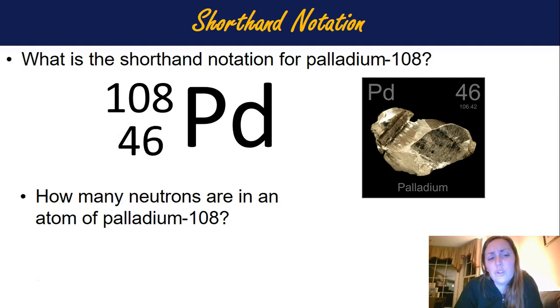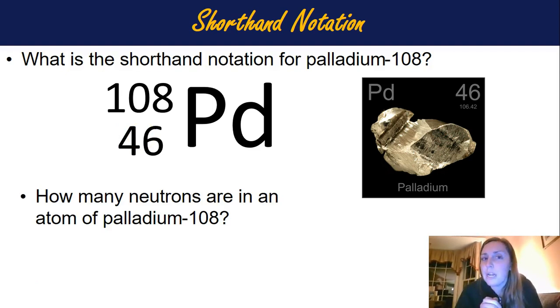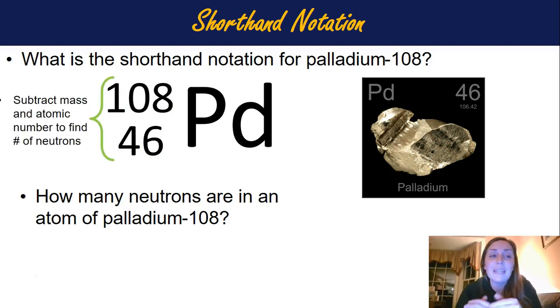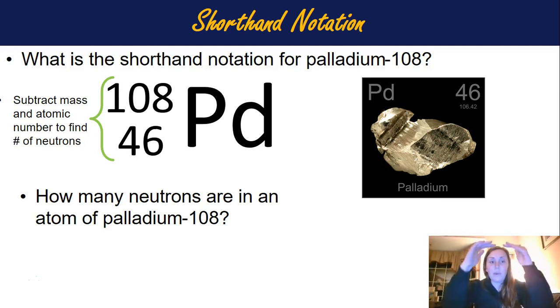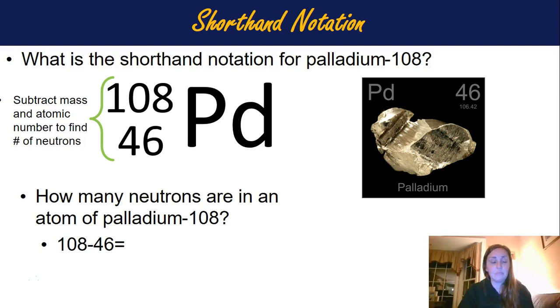What about how many neutrons are in an atom of palladium-108? If you remember just a minute ago, I said it's really weird to see this with the bigger number on top and the smaller number on the bottom. Here's why. If you're trying to figure out how many neutrons, you're going to subtract the atomic number from the mass number. You're literally doing 108 minus 46. Once you have that, you just type it into your calculator to figure out the number of neutrons. So 108 minus 46 is 62.